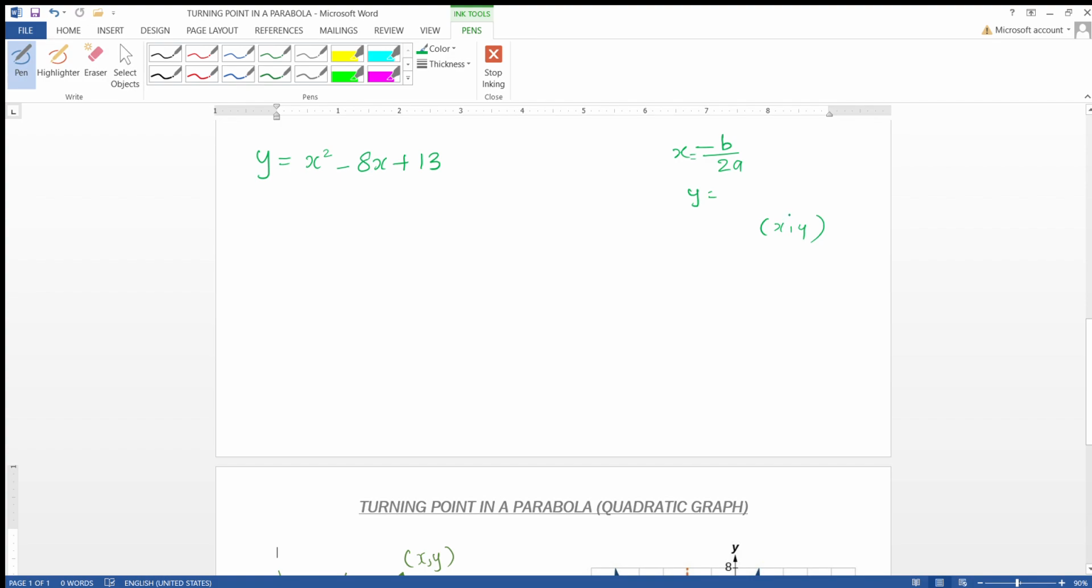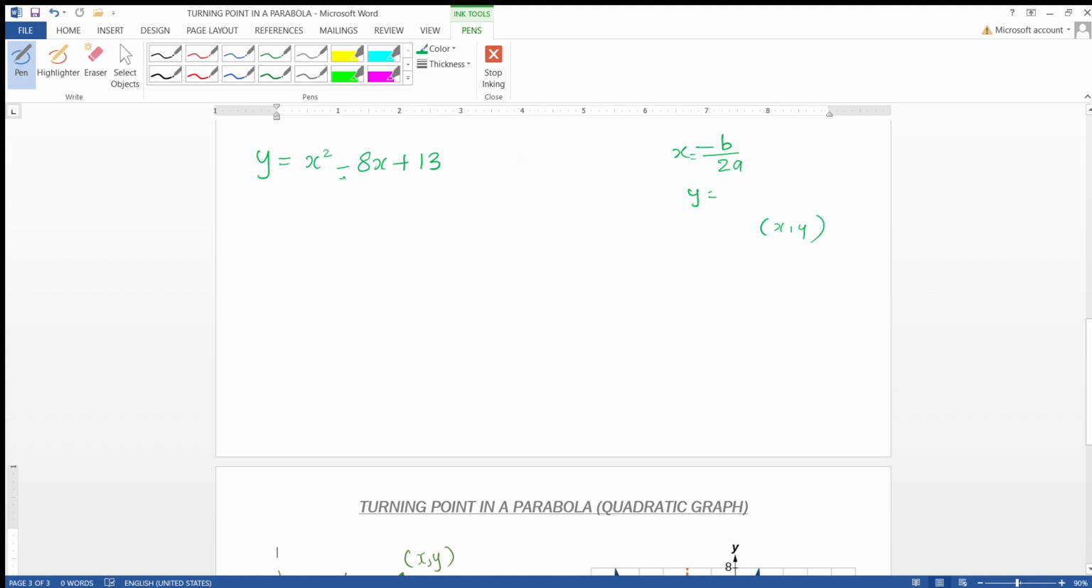But sometimes in the exam they will say find the turning point using the completing the square method. If they specify that you have to use a particular method, then we have to. So we will see that method also. I hope you all remember the steps of completing the square.